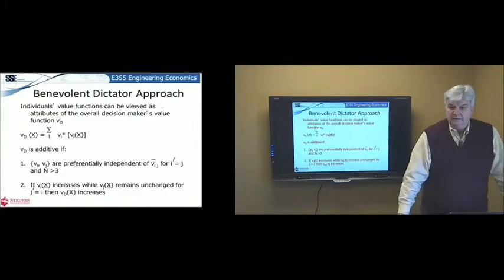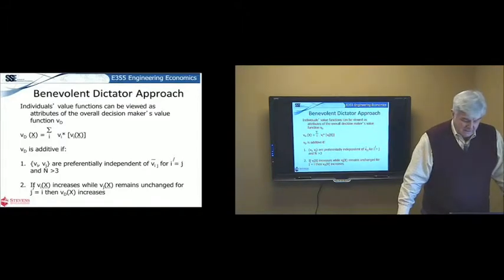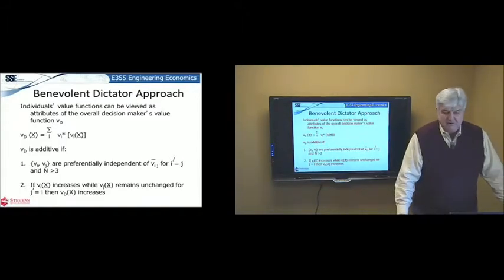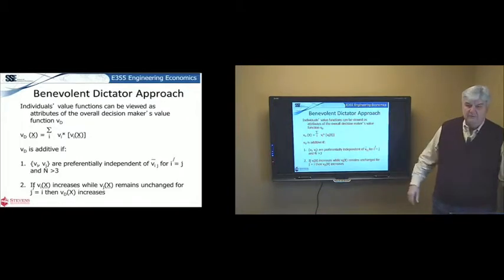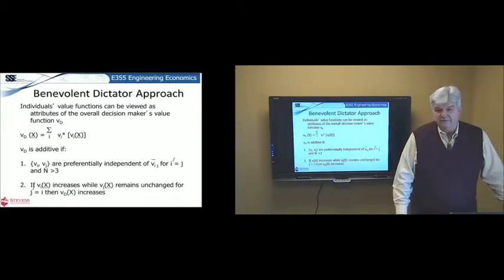Well, what are we going to do? We have to make decisions. Basically, the approach we're going to adopt is called the benevolent dictator approach. People's individual value functions can be viewed as the attributes of the dictator. So the dictator does not have preferences over the attributes of the alternatives. The dictator has preferences over the preferences of the other people. And we can show that this is additive if we follow these conditions 1 and 2, so we can get an additive function, which we often have to use, as you'll see, in some really complicated tasks.